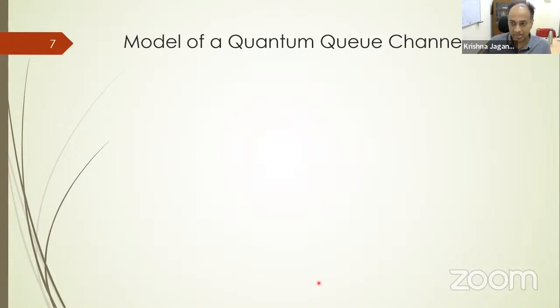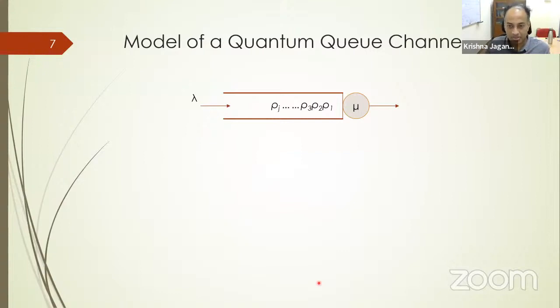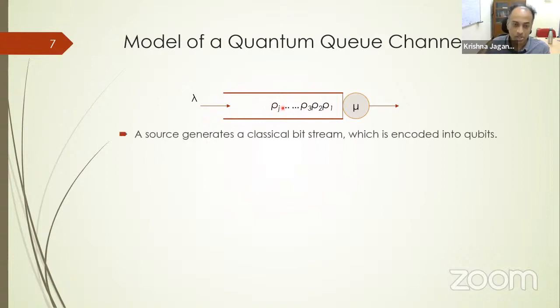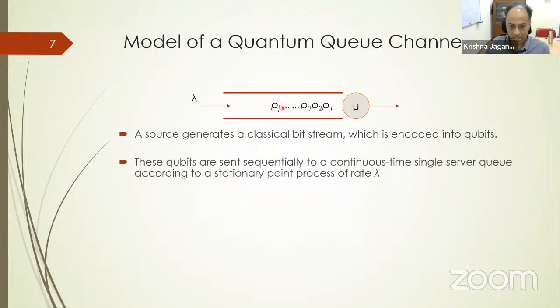So let me tell you a little more about what a quantum queue channel is. I told you that the erasures are waiting time dependent, but I should tell you a little more about the queue itself. You have a single server queue with quantum states arriving at rate lambda and getting served at rate mu. So rho j is the jth qubit sent to this queue. A source generates a classical bit stream, which is encoded into qubits and sent sequentially to this queue. This is a continuous time single server queue, and the arrival rate is lambda. The server can process mu bits per second.